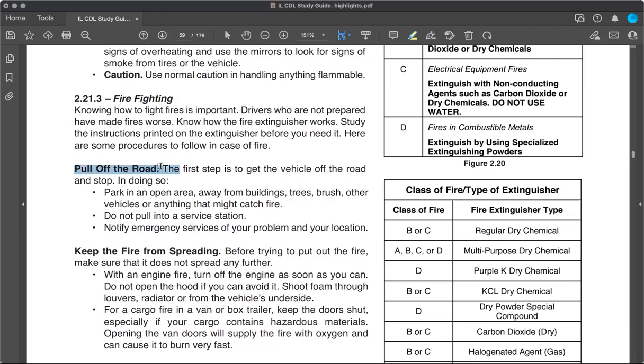The next part says pull off the road. The first step is to get the vehicle off the road and stop. And then just make note of those 3 bullet points. You park in an open area away from buildings, trees, brush, other vehicles. Don't pull into a service station, right, where there's other flammable things. And then you notify emergency services of your problem and location. Those 3 bullet points there.